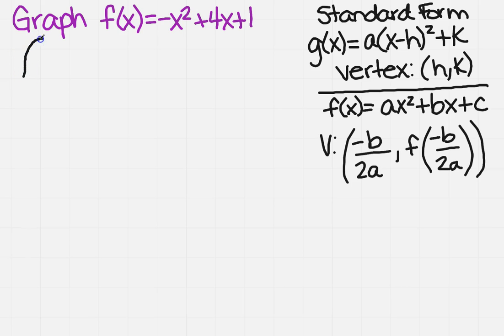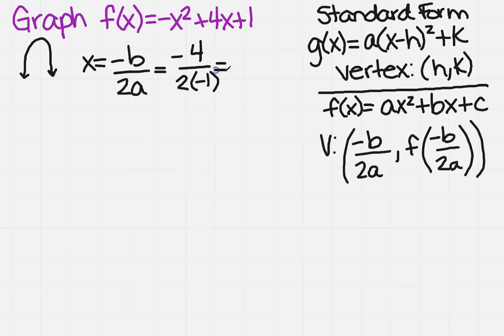So I'm going to go ahead and just draw a little line that I know it's supposed to look something like this. Now the next thing that I want to do is find the vertex. And so it says the vertex for my x is going to be minus b over 2a. So minus b, so that's going to be minus 4 over 2 times minus 1, which is minus 4 over minus 2, which is just going to be 2.